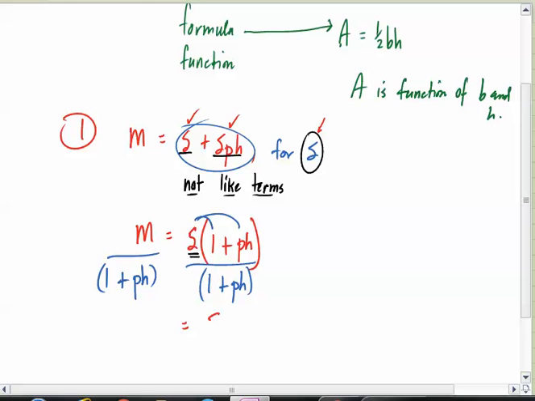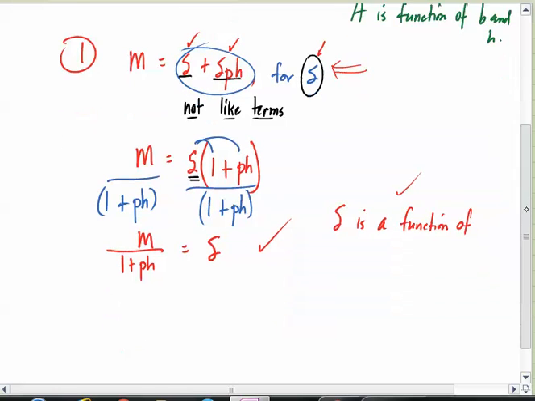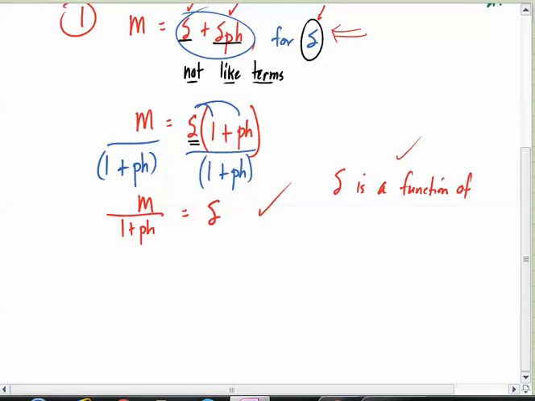So then we get this. We get S on the right, and we get this weirdo, funky looking thing here on the left, but we don't care how weird and funky the left-hand side is because we've got an S alone. And that's exactly what they asked us to do. Solve that for S. So now we can say that S is a function of, and then all of that, M divided by 1 plus PH. In other words, the S is alone, so that's when we say it's a function of. Okay? All right, let's take a look at another one.